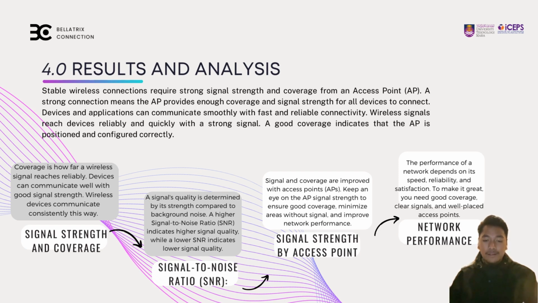Next is signal strength by access point. APs, or access points, are important for getting the best signal and coverage. To ensure good coverage, minimize areas without signal, and improve network performance, you need to keep an eye on and adjust the strength of the AP signal. The next is network performance. Network performance depends on how fast, reliable, and satisfying it is for users. To make it great, you need good coverage, a clear signal, and well-placed access points.